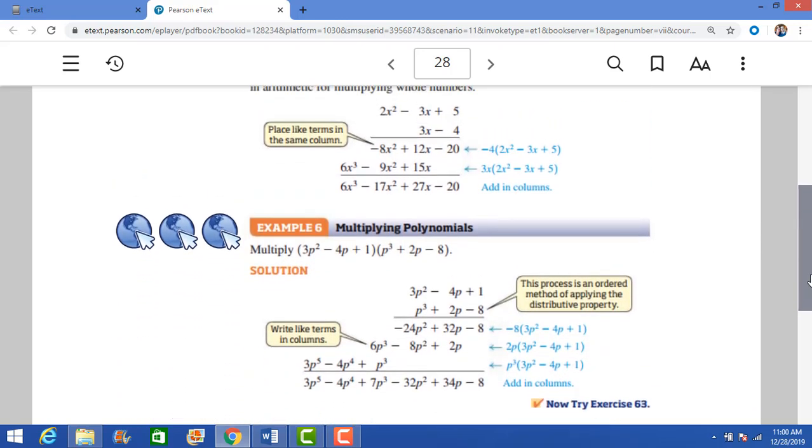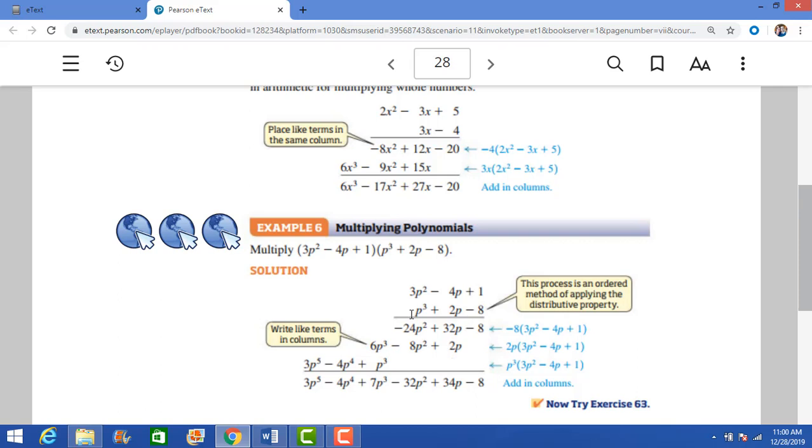So here's an example. Okay, so again, we've got 2 trinomials that we want to multiply. Okay, so by doing it vertically, what we're doing is we're taking negative 8 and we're multiplying it by each term to get these 3 terms. And then we're going to take 2p times each of these 3 terms to get these 3 terms, right?